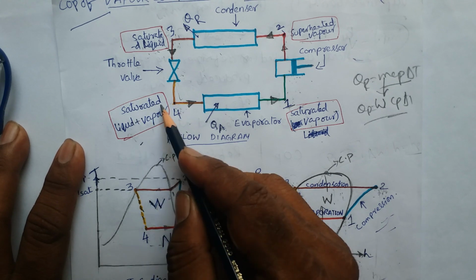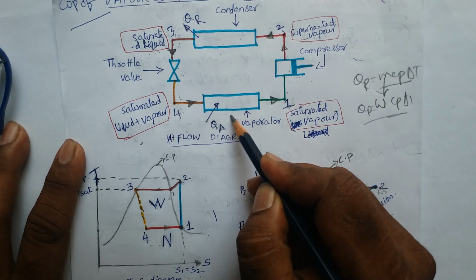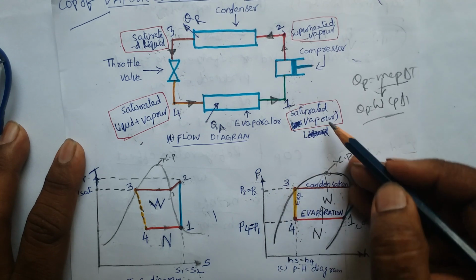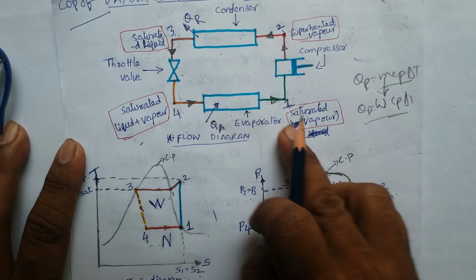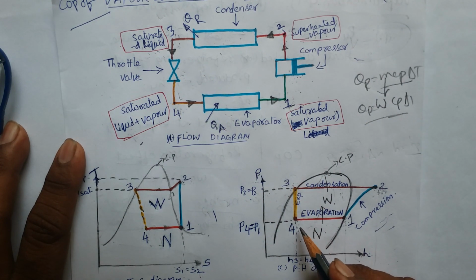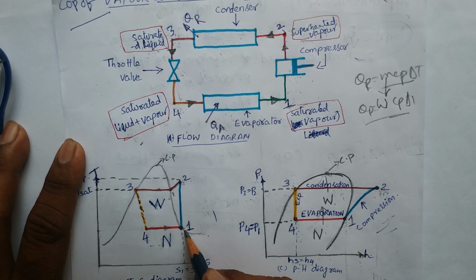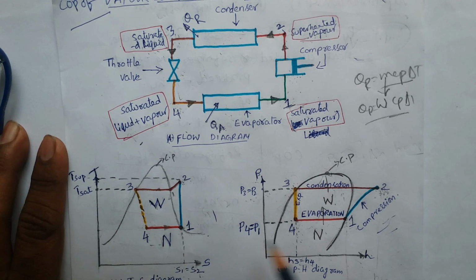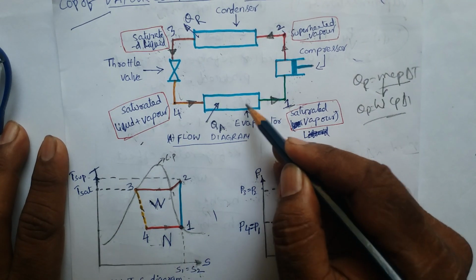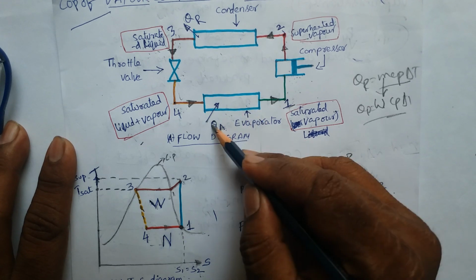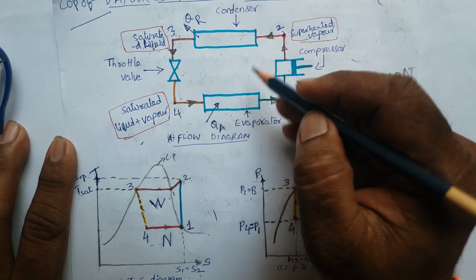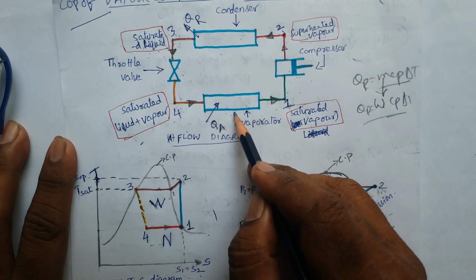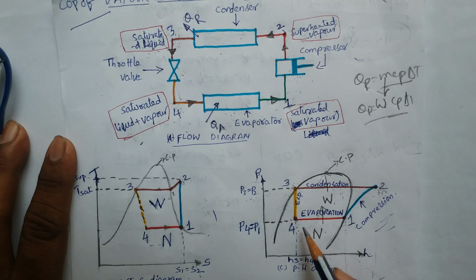The saturated liquid-vapor mixture enters the evaporator, and then it becomes purely saturated vapor. Also in the TS diagram, 4 to 1 is drawn at constant temperature and constant pressure. So this is isobaric heat addition. Here at the condenser it is isobaric heat rejection. So the 4 to 1 process is isobaric heat addition.